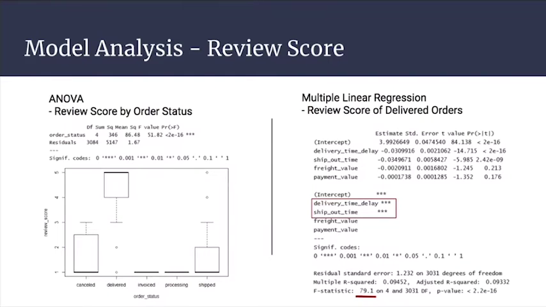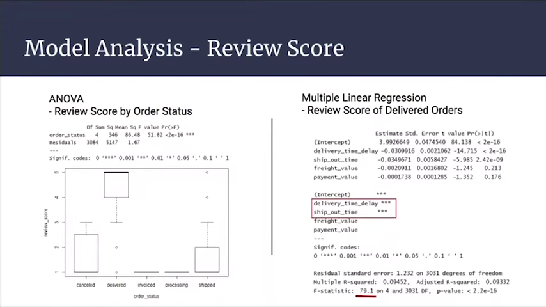review score. For the multiple regression model using the dataset from delivered orders, the result of R shows that there are 2 variables tested significant at the 99.9% level of confidence, and the F statistic 79.1 is also significant at the 95% confidence level.